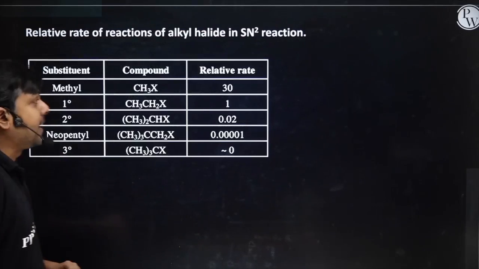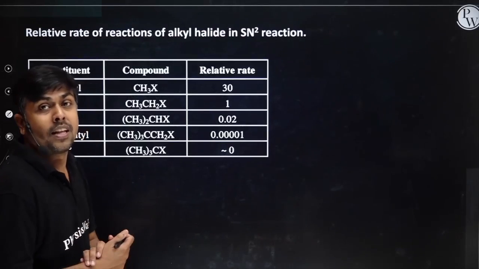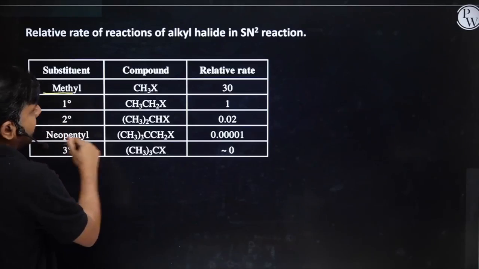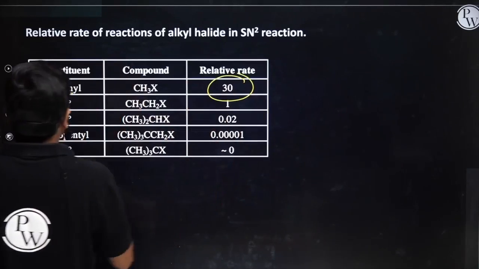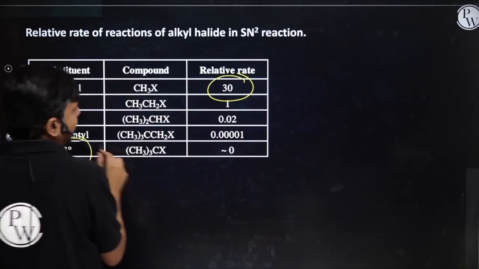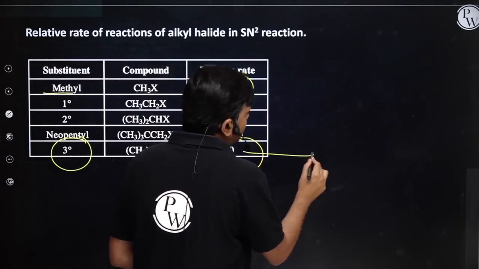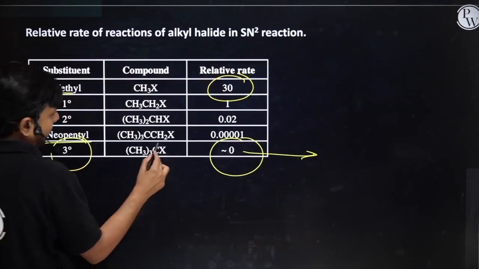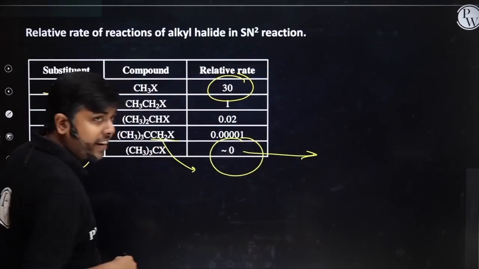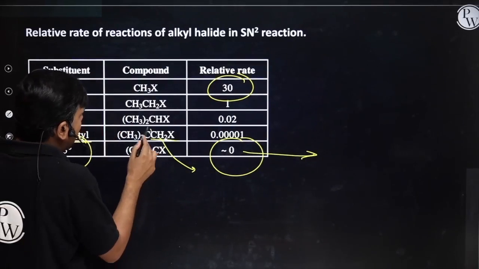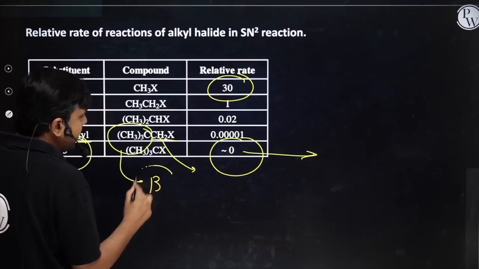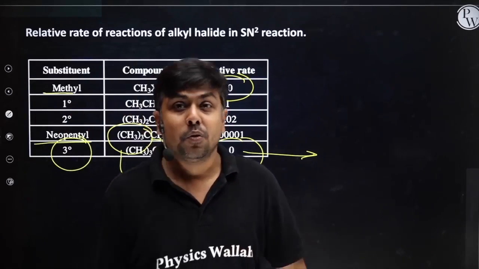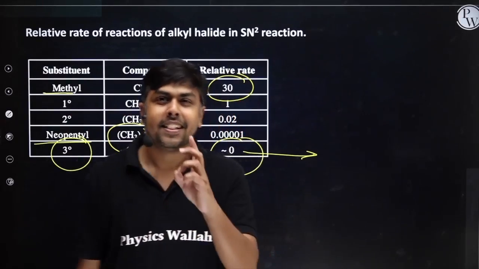Students, this is the relative rate at which SN2 occurs in different substrates. If the substrate is methyl, it's much faster. If the substrate is a 3 degree alkyl halide, SN2 reaction does not occur at all. Even in the case of neopentyl alkyl halide, this is a 1 degree alkyl halide, but there is steric crowding at the beta carbon. If there is steric crowding at the beta carbon or even the gamma carbon, SN2 reaction will not occur. Am I clear? Let's move ahead.